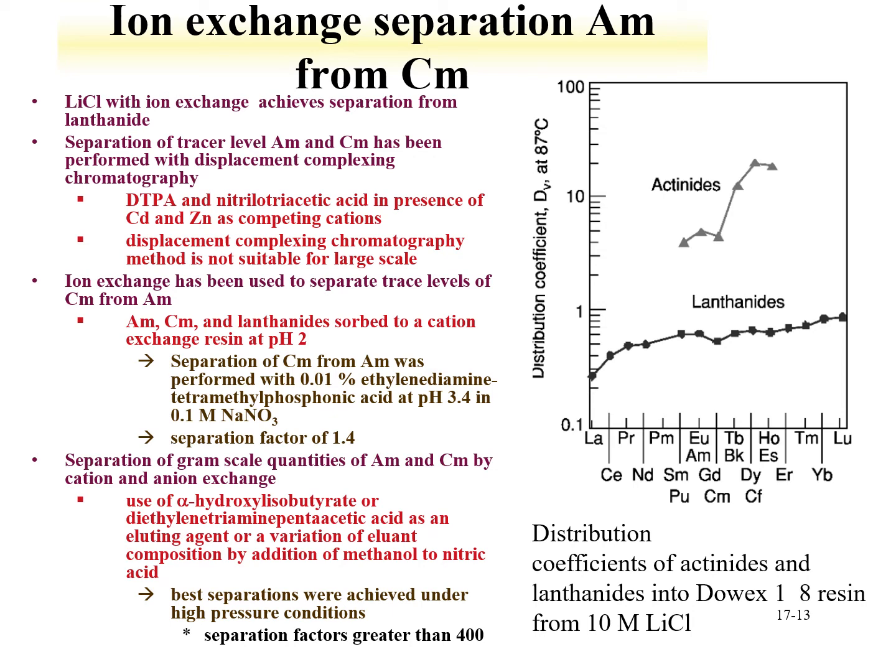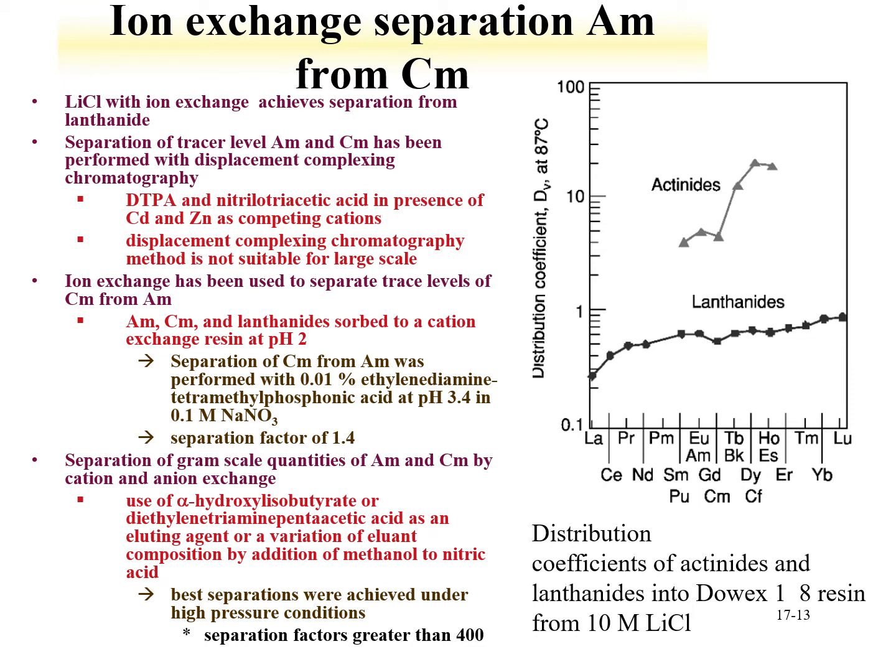put into the system. Large-scale gram quantity separation of americium curium has been performed using cation and anion exchange, and it's using ligands such as alpha-hydroxy isobutyrate, which we showed was used in the discovery of these elements to separate the lanthanides, and they also are useful in separating the actinides. DTPA can also be used as an organic ligand in this case, where the metal ions are sorbed to the resin and selectively removed with the acids.